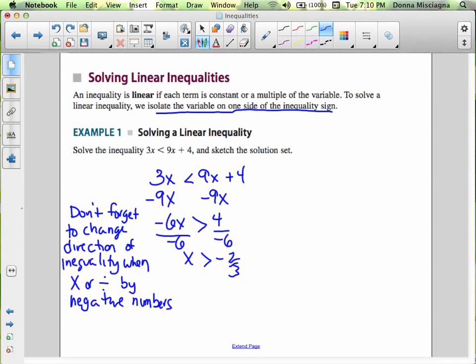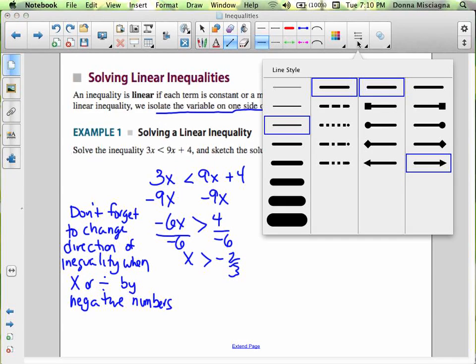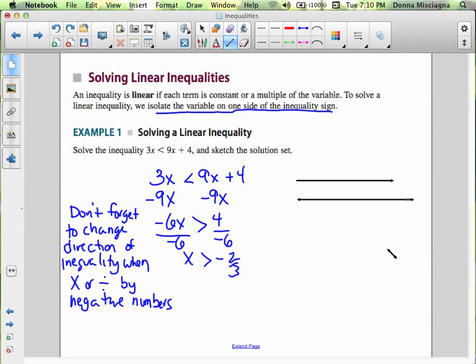And now we're going to graph our solution set. Will I still have my 2 arrows? Well, I got 1 out of 2, I guess. Let's see if I can get it now. Whoop. There we go. I'm going to get rid of this one. Maybe not.